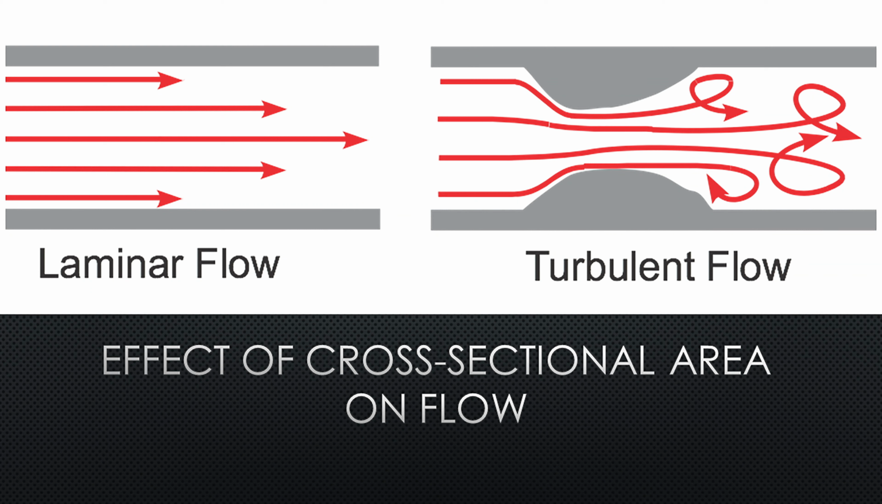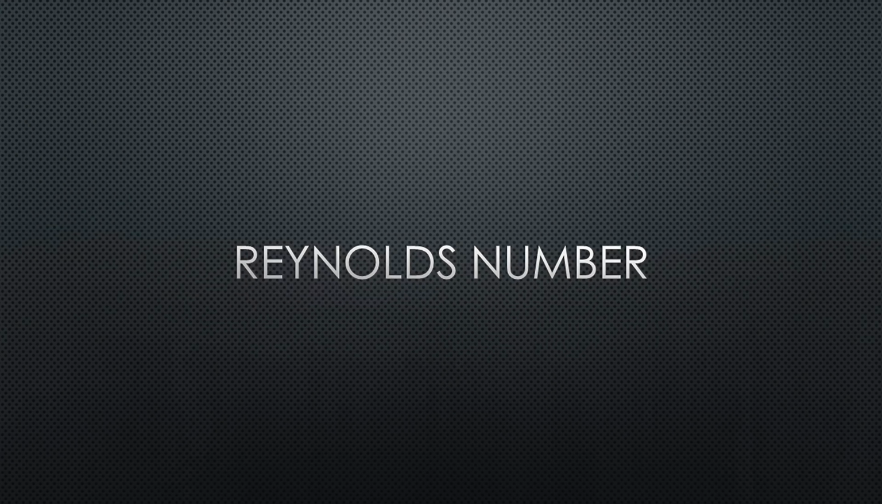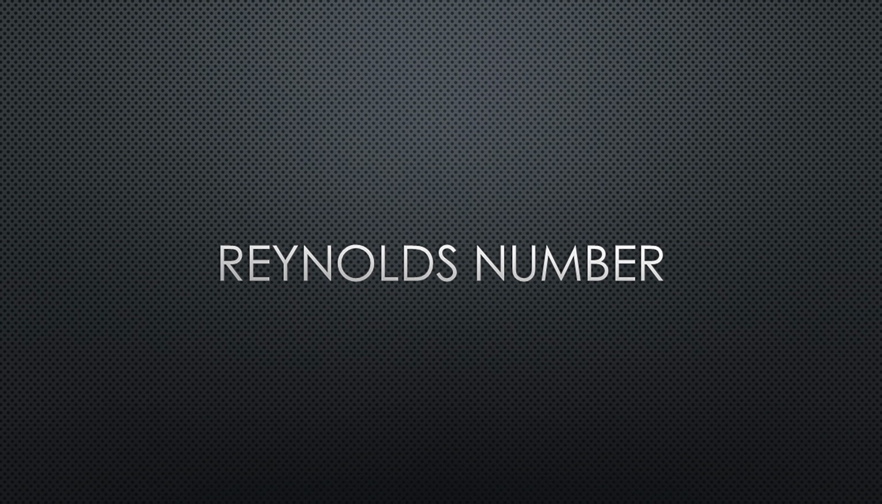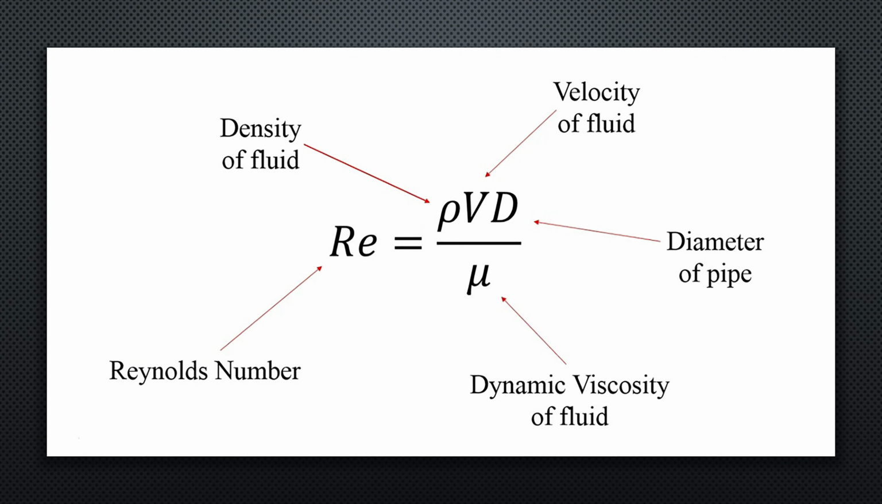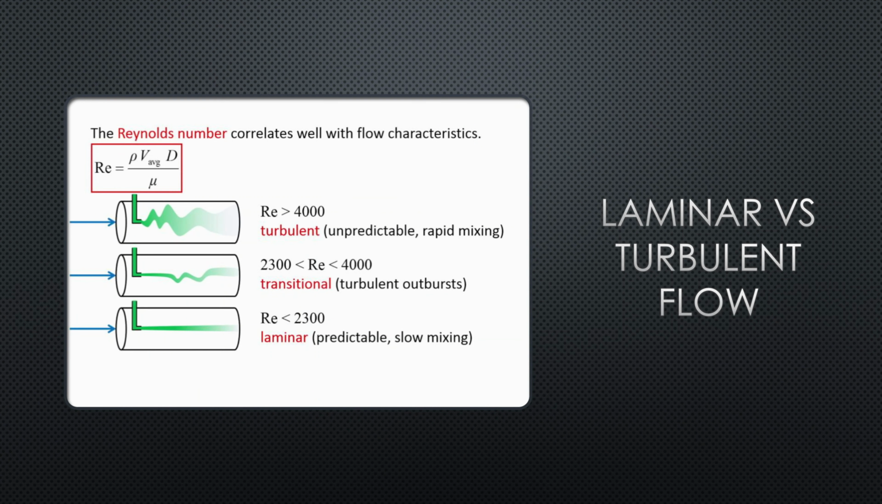Interestingly, no one flow rate will define when turbulence occurs. Turbulence is the result of high flow rate through a particular cross-sectional area and geometry, where turbulence can be defined by finding something called the Reynolds number. The Reynolds number represents the inertial force of a fluid divided by its viscosity.